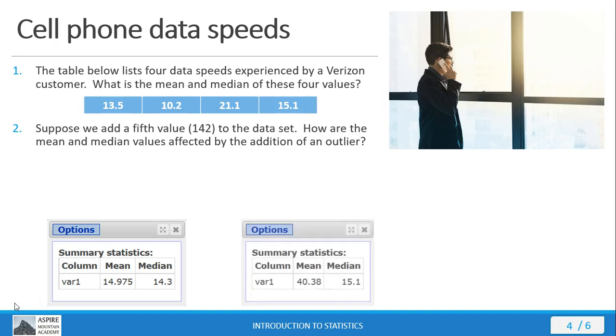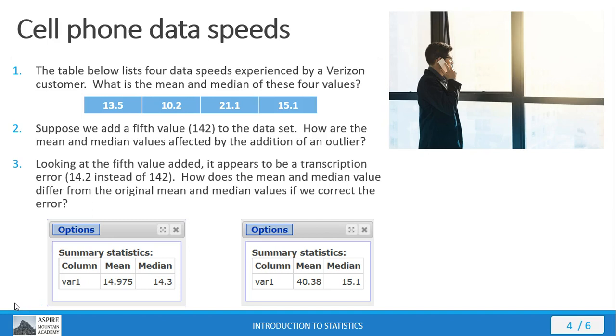Okay, I hope you got something that looks like this. If not, feel free to pause the video here, go back, and get it right. Now, if you look at that extra value we added, it's clearly an outlier, not even in the same neighborhood as the other values in the data set.